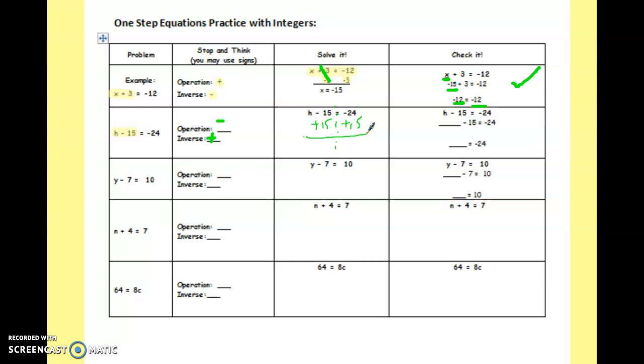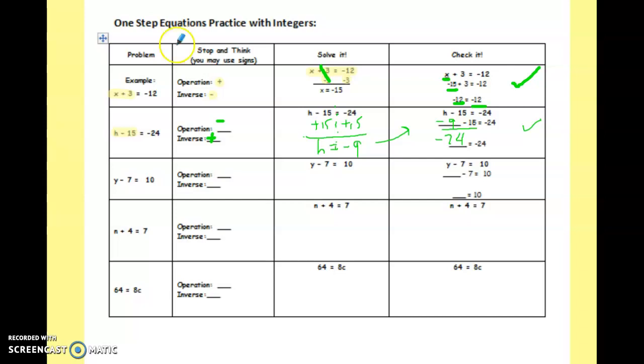So if I have a negative 24 and I add on 15, you're going to get the answer of negative 9. Okay, and then this is just your space to check it. Again, here's my original equation. I'm going to take my answer of negative 9 and plug it in for the h. On the left-hand side, these can be solved and put together. So negative 9 minus 15 more gives me negative 24, which is equal to negative 24. So check, we are correct.